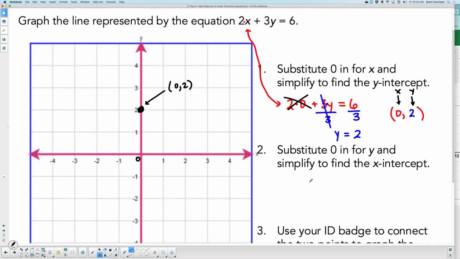Now, what you do is you start back over, but this time we're going to put a 0 in for y. It says substitute 0 in for y. So I'm going to take the same equation, but this time I'm going to substitute 0 in for y. So I leave the x alone this time. Nothing changes with my x value.